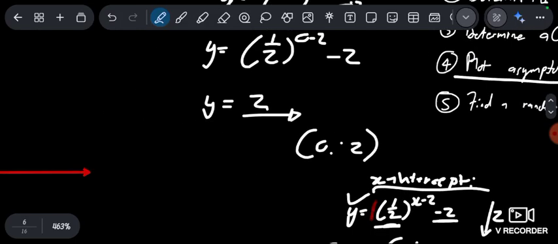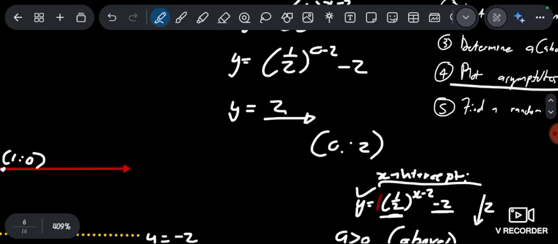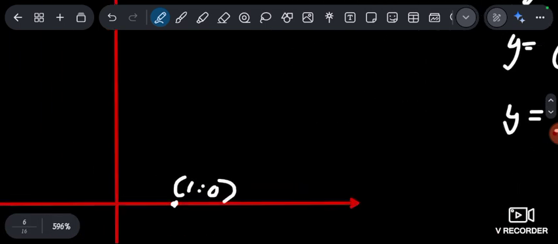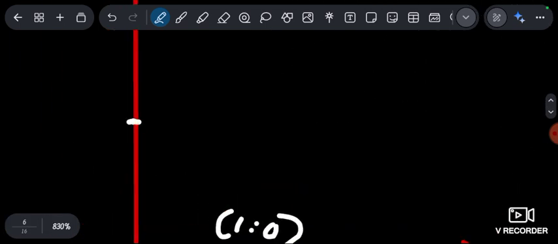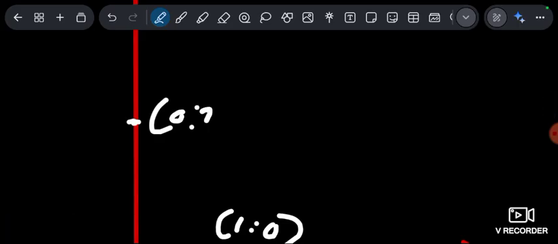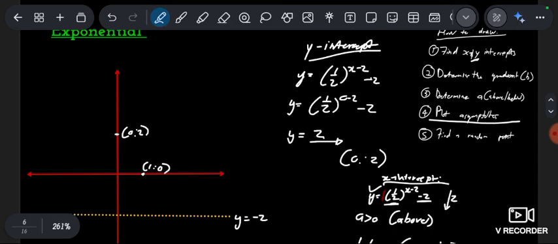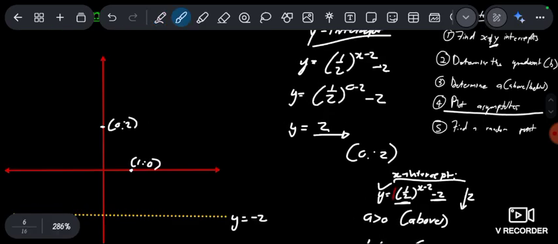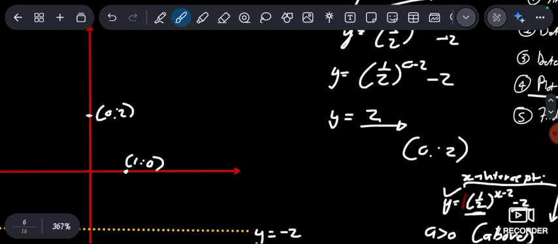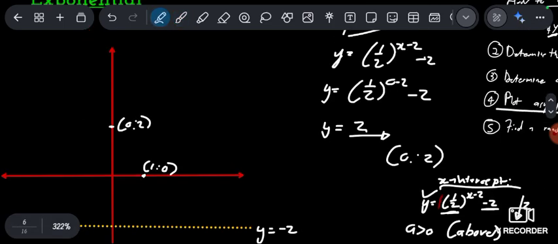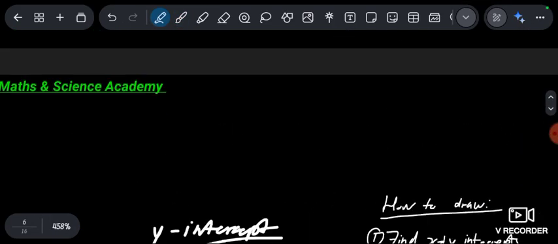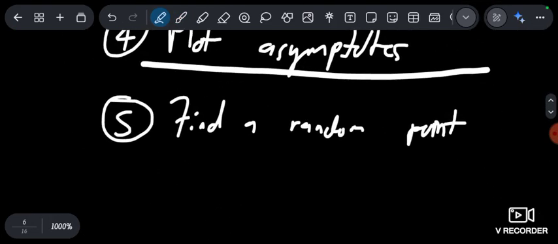Why is it 0 and 2? Because it is our y-intercept. So our x-coordinate should be what? 0. Now, let's say 2 is over here, so we can say that this is 0 and 2. Now, we said that our gradient is decreasing. So to find the shape, we need to plot one last point, a random point.